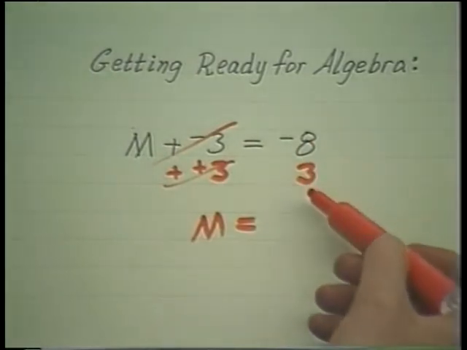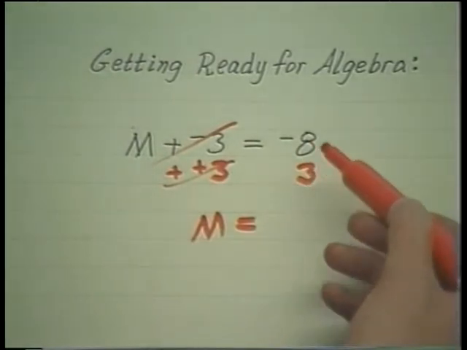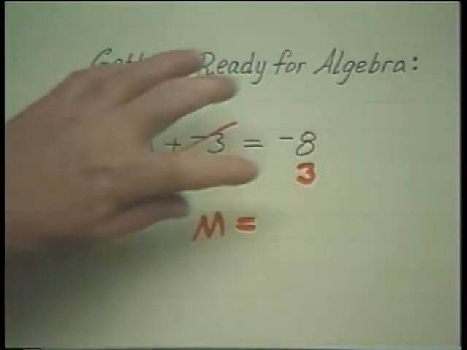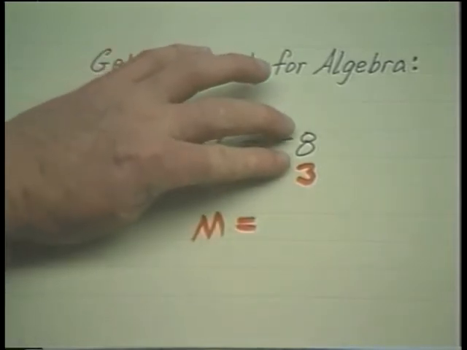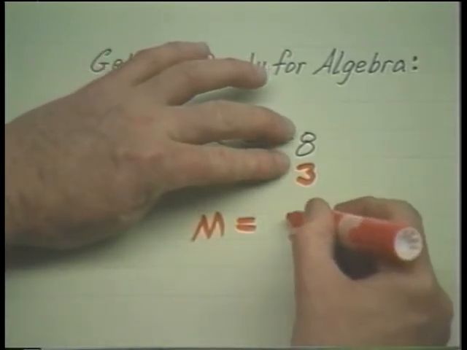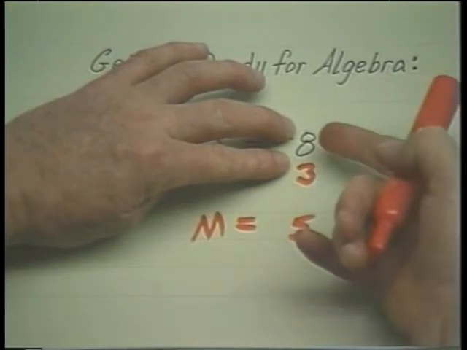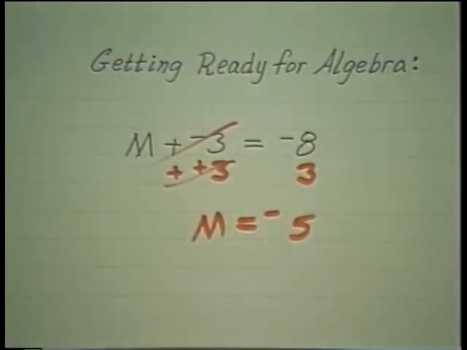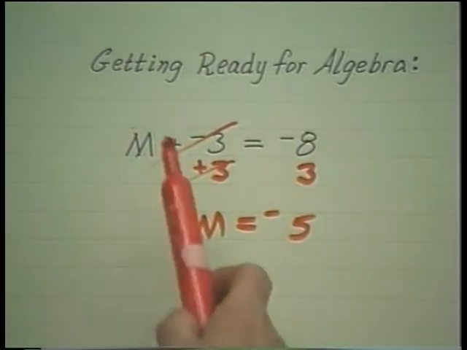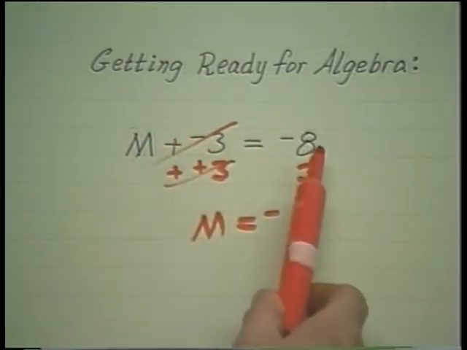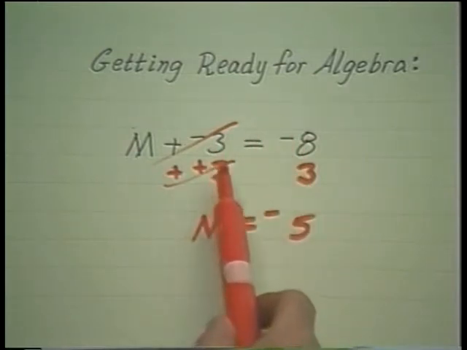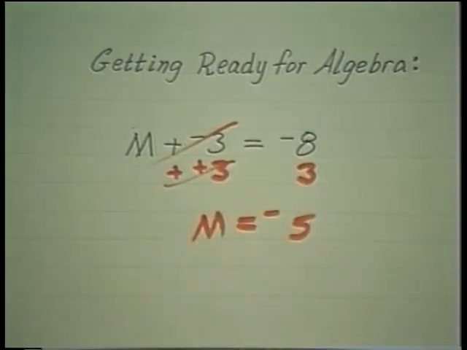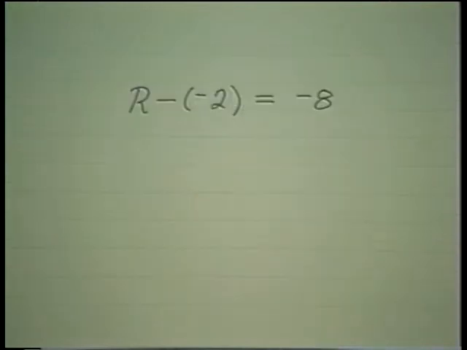And now we're going to add 3 to -8. The signs are different. Take their difference, which is 5. This has the larger absolute value, so we give it its sign. So the variable is -5. So in solving equations now with signed numbers, we do nothing different except be careful when we're adding or subtracting signed numbers. Now another one.